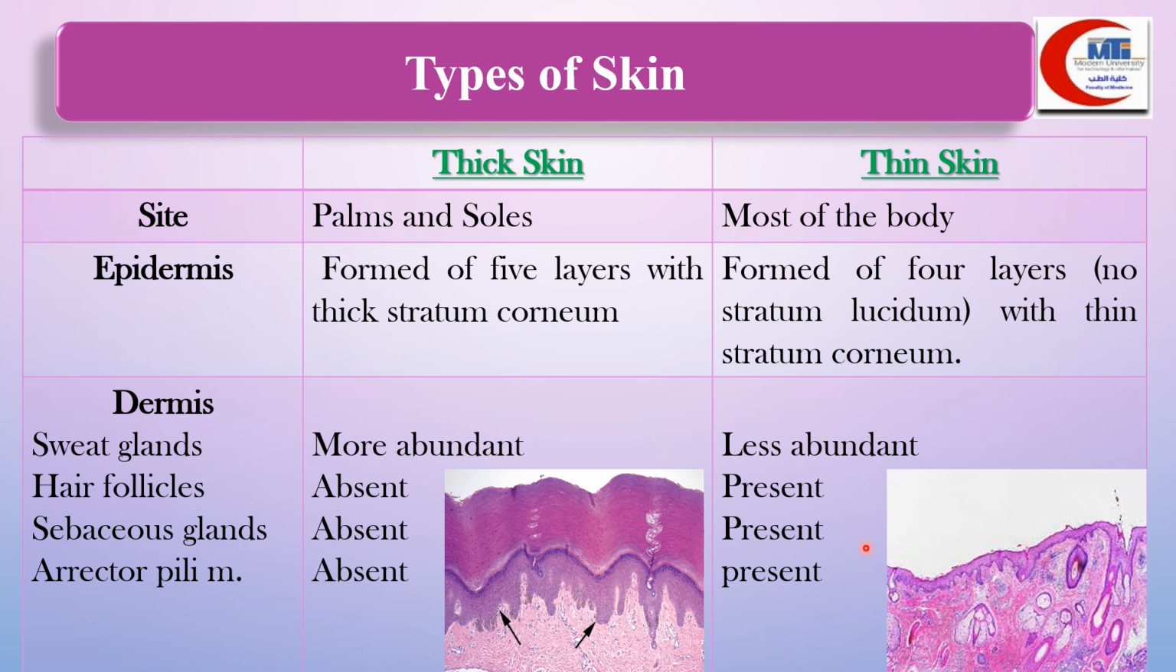As we see in these two pictures, the difference between the thick skin and the thin skin. The epidermis in the thick skin is thicker than that of the thin skin, thickness of the layer as we see, and the keratin layer is thicker in thick skin than that in thin skin. The skin appendages, as we see here, the hair follicles, sebaceous glands, and arrector pili muscle, are present in thin skin and not present in the thick skin. But sweat glands, this is the sweat duct. Sweat glands are more abundant in thick skin than thin skin.